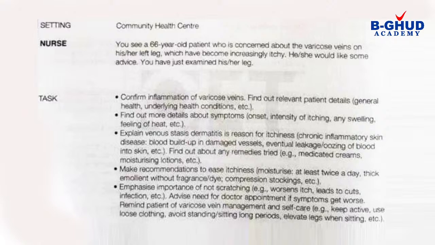Does it itch a lot? Does it itch severely? How severe is the itching? You can ask the intensity of itching. Did you notice any swelling? Do you feel burning or soaring sensation or a sense of heat over the skin?